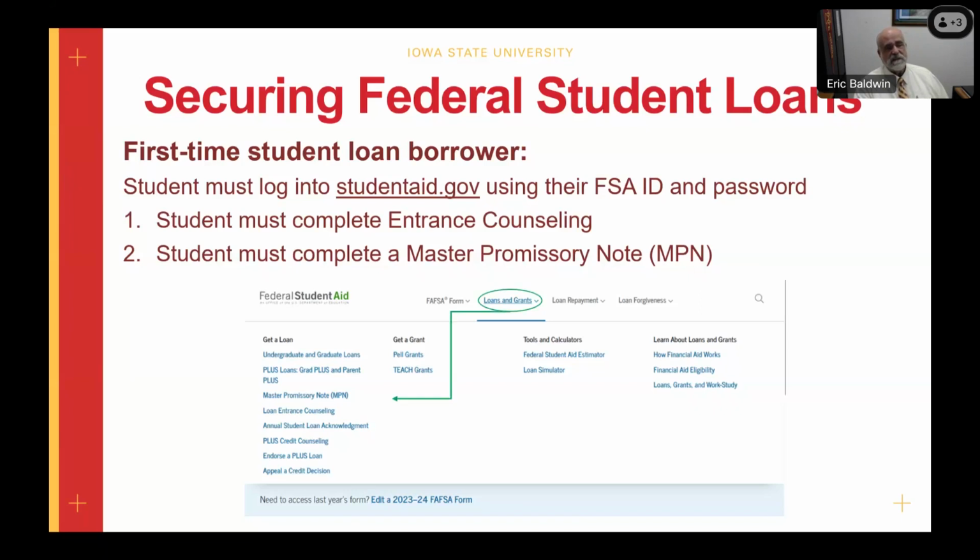Then you go over to the side, there'll be a drop down, and there's a master promissory note and the loan entrance counseling. Again, those are pretty easy to take care of, and students can do that right away. There's no reason to wait on those. Once they've done this for ISU, then that's good for 10 years. They don't have to do that again. So that's step 1.